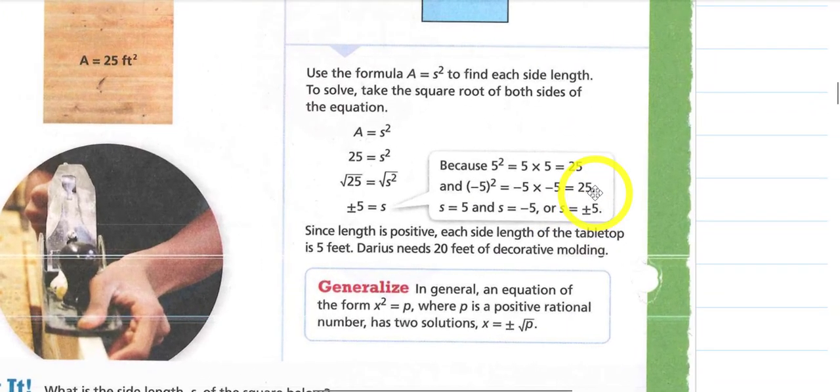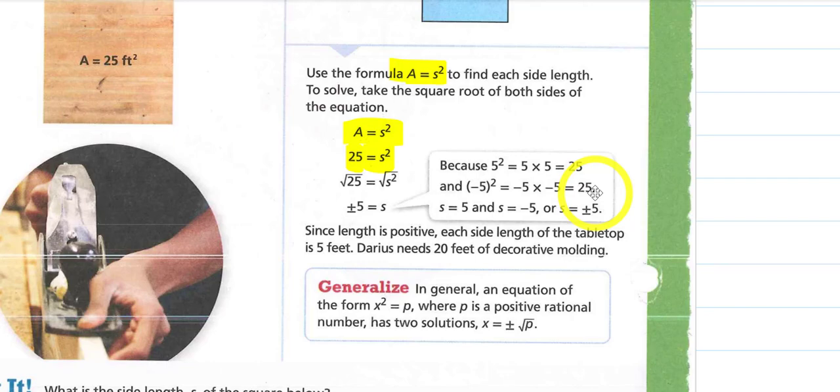And so the formula we use to find the area is the side squared. So once we find the side and you square it, that tells us what the area is. Or we can work backwards if we're given the area. That's what we are using here. So the formula is area equals side squared. We know that the area is 25. So 25 equals side squared.